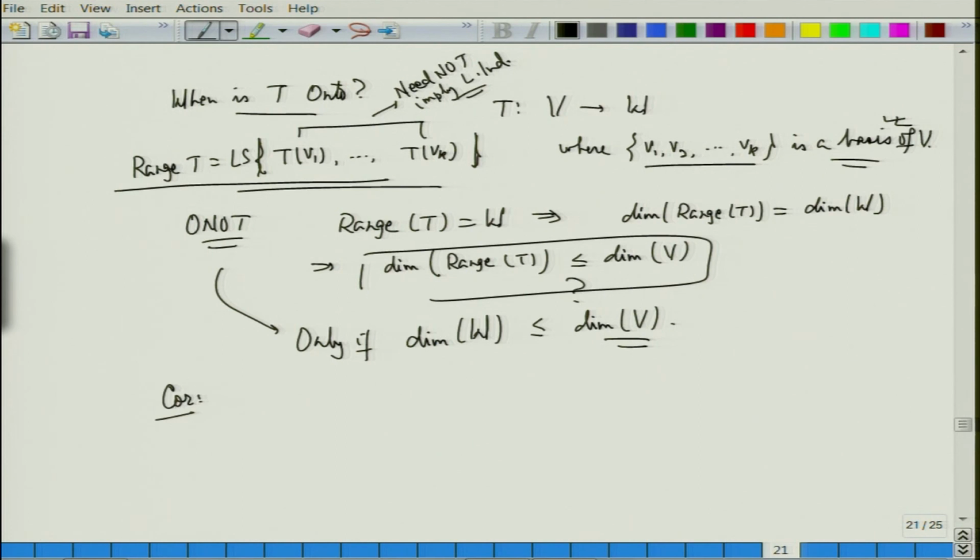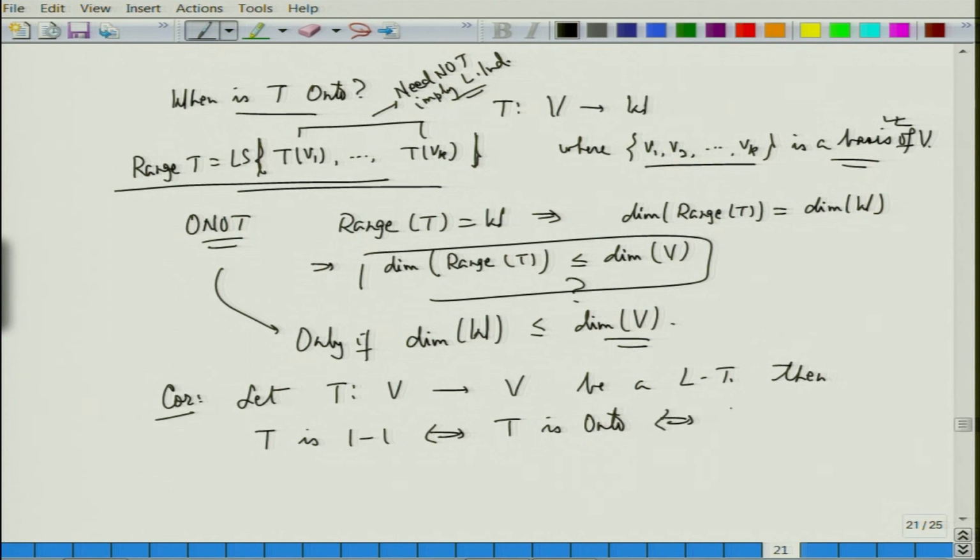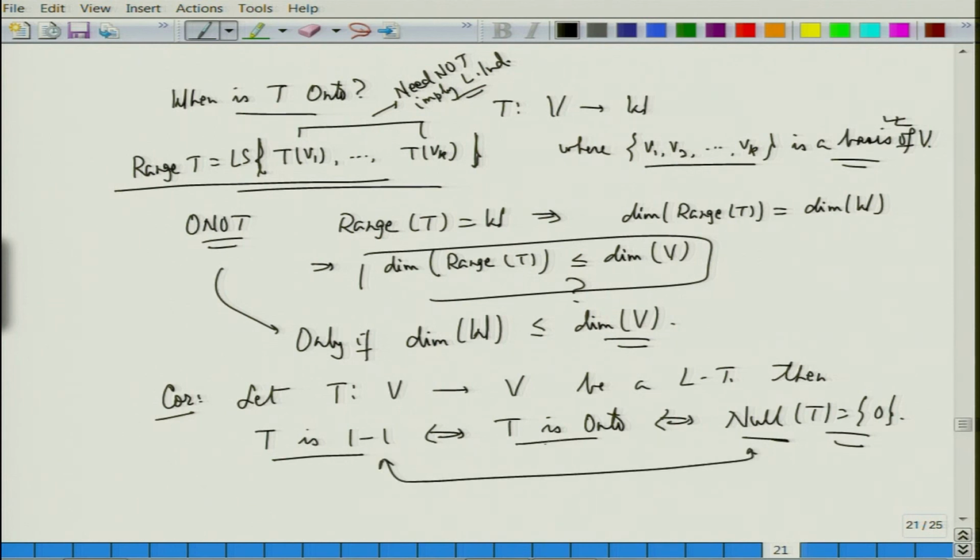So, there is this corollary. All right, I will just write the corollary: let T from V to V be a linear transformation, then T is 1-1 if and only if T is onto, if and only if the null space of T is the 0 vector, all right. So, look at this, we have already shown that T is 1-1 implies this part. This part we will use this idea of dimension.